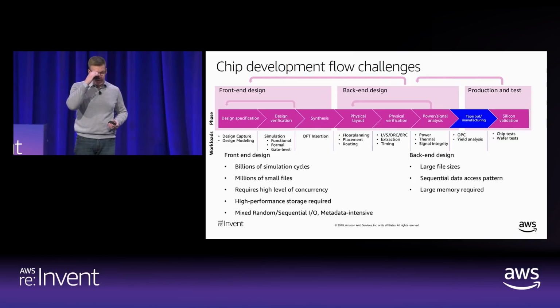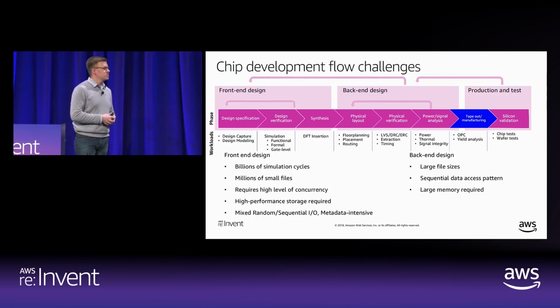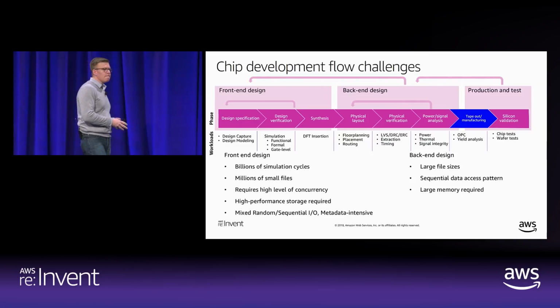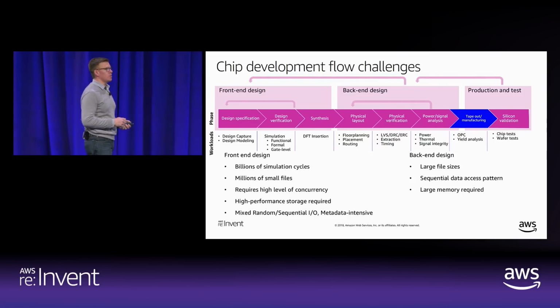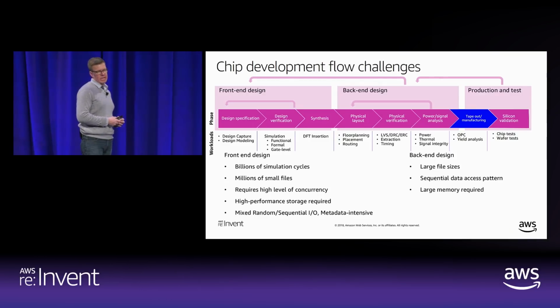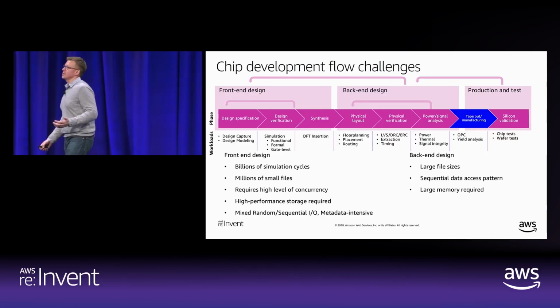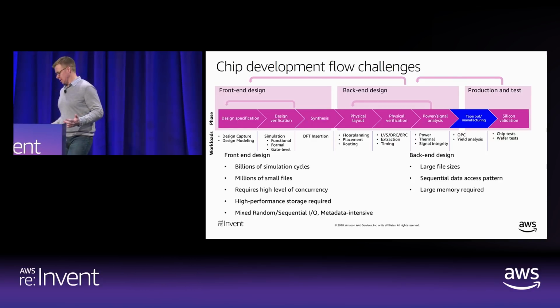Now let's move to the back end. The back end is large files, very sequential accesses, and large memory machines. One of the questions I asked earlier was, when are you going to need these big machines for gate-level sims, GLS? And how big a memory are you going to need? So that's a big challenge.